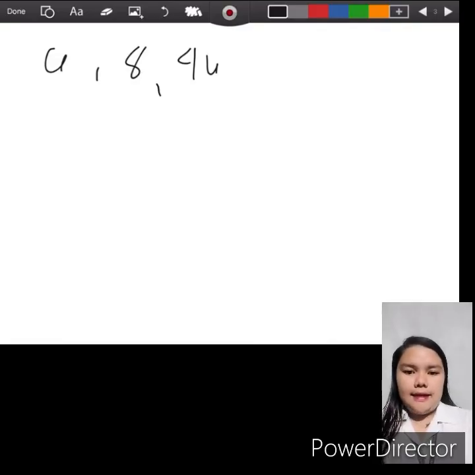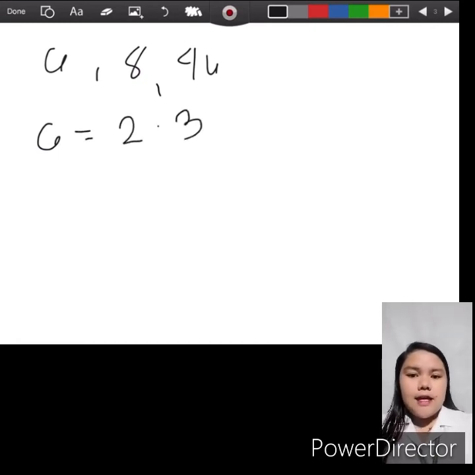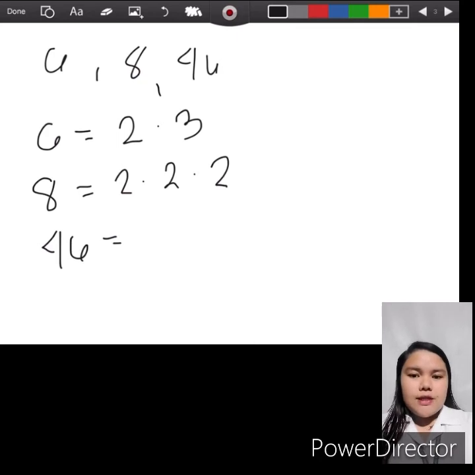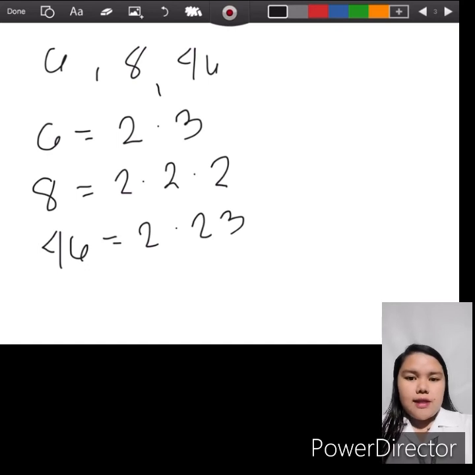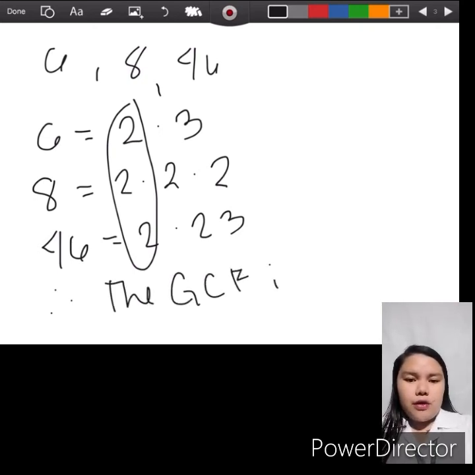So 6, 8, and 46. Let me identify first the factors of 6. The factors of 6 are 2 times 3. Next is 8. The factors of 8 are 2 times 2 times 2. Last is 46. The factors of 46 are 2 times 23. As you can see, the only common factor of 6, 8, and 46 is the number 2. Therefore, the greatest common factor, or the GCF, of the given numbers is 2.